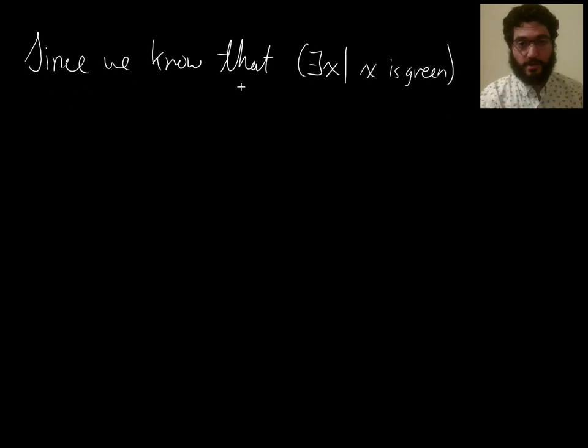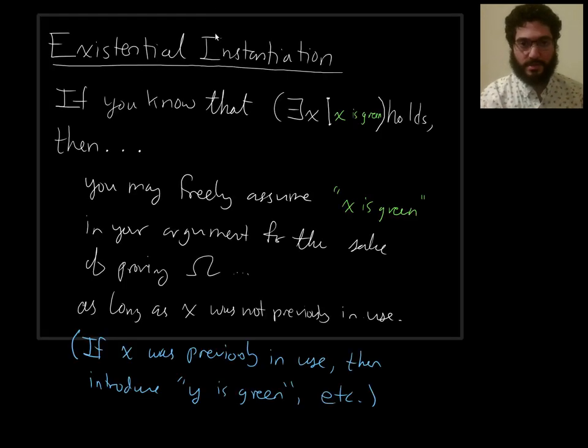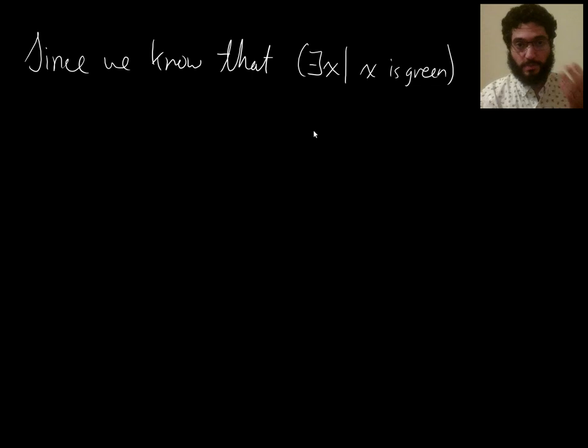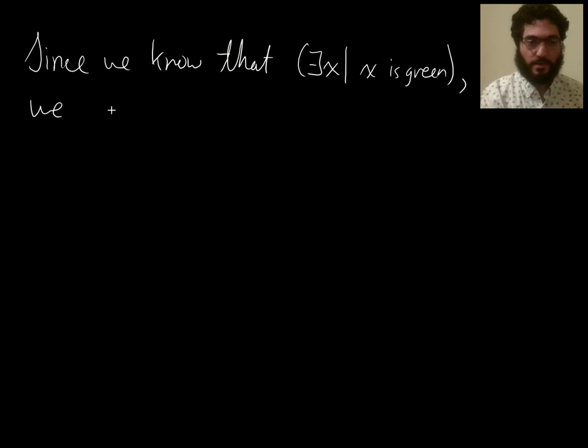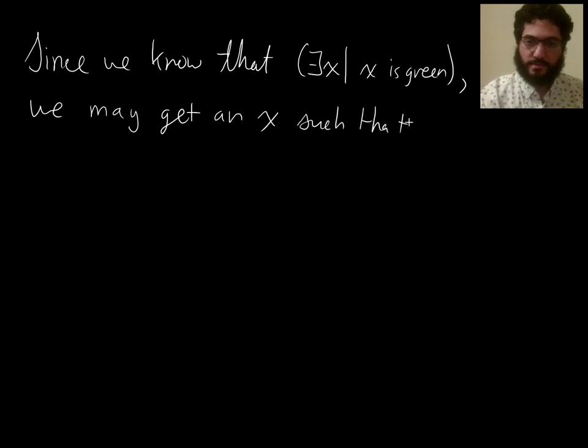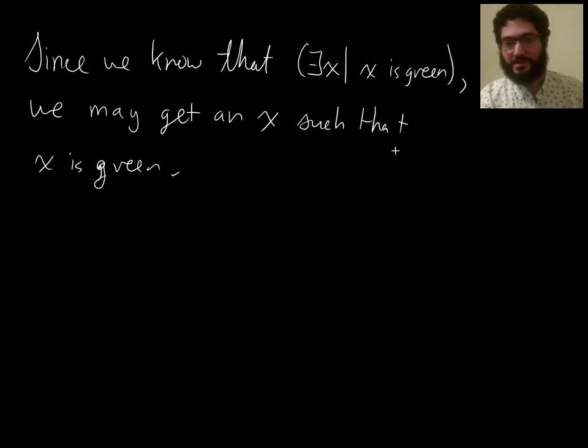So here's how I would write it in an actual proof. What I was showing you back here was the general rule, a description of the rule. But here's how it would show up in your writing. Suppose we both agree that something is green. Then I would write, since we know that there exists x such that x is green, we may get, or we can get, an x such that x is green. Or sometimes people write, we can let x be green, something like that.